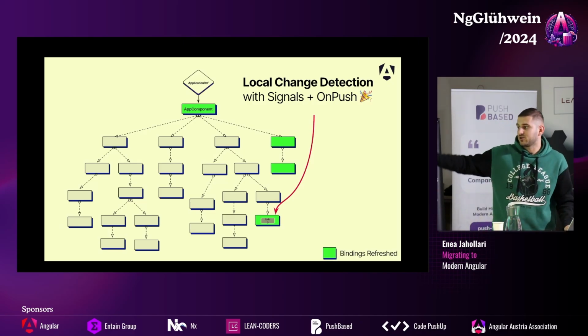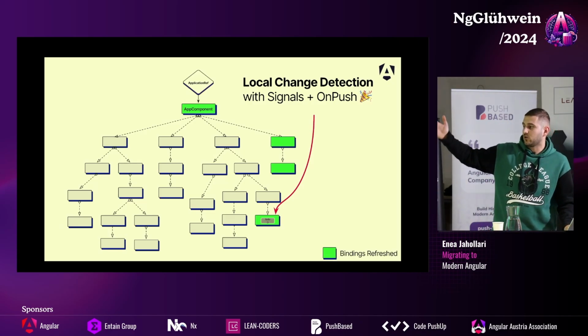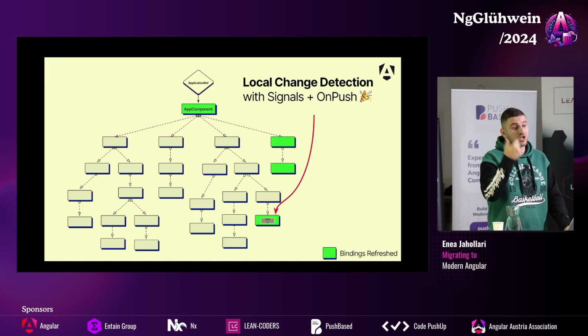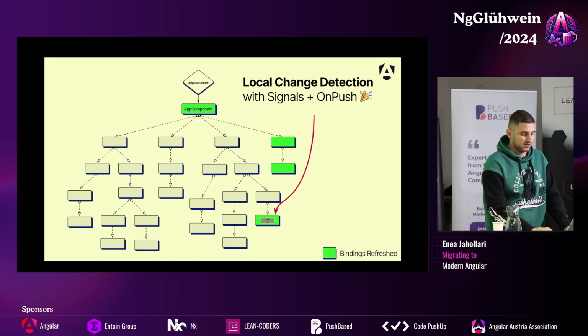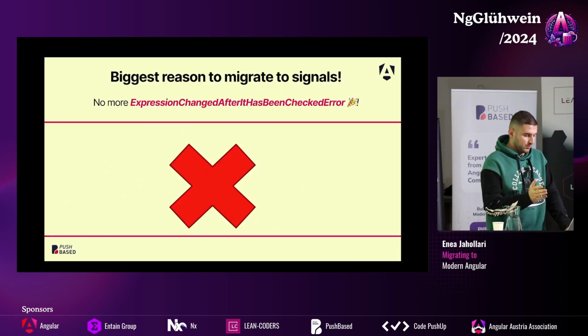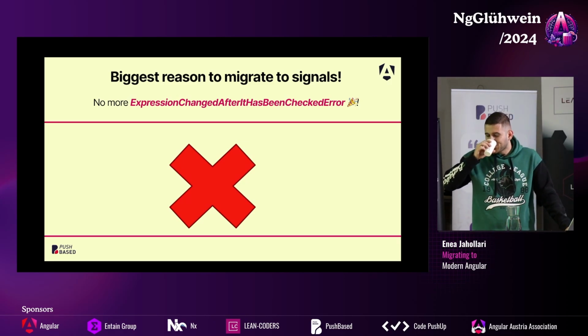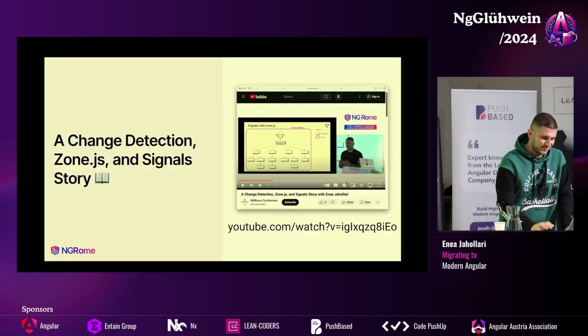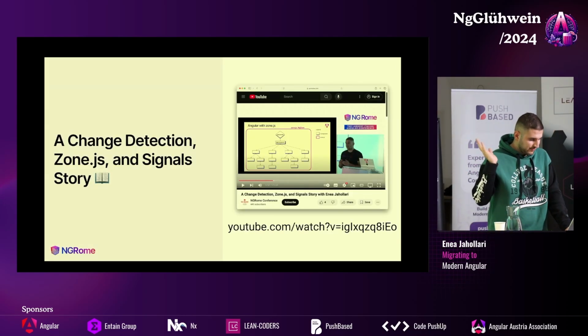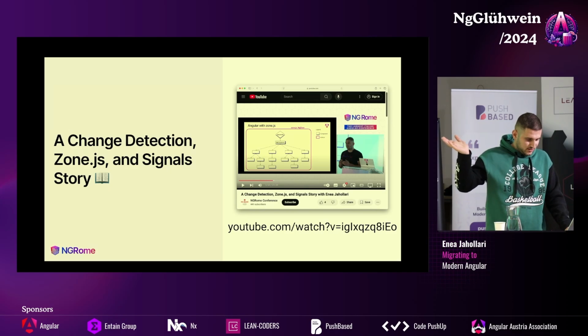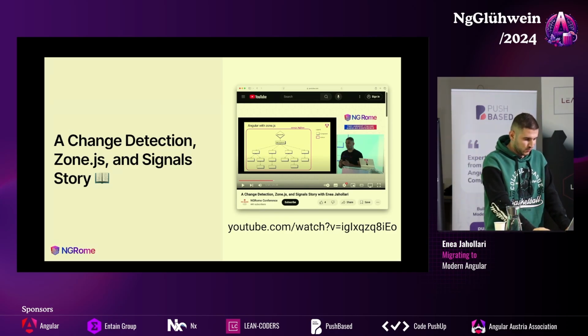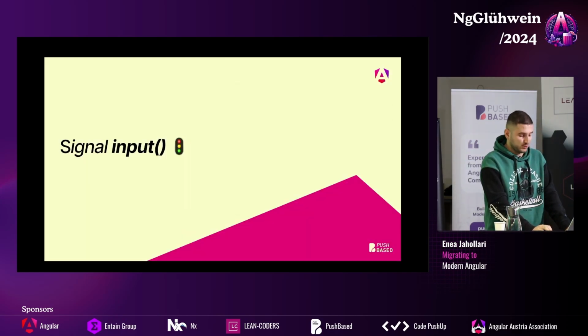So basically, the moment that you change a signal, Angular will go and just do the binding check first. And if it changed, also refresh the DOM. And that's local change detection for you. The coolest thing about signals is that you probably won't get this error anymore. So I think that's the only reason you should migrate to signals. You shouldn't have to see that anymore. And of course, I also gave a talk about it at NgRome, so that's the link that you can watch it. Let's skip signal inputs.